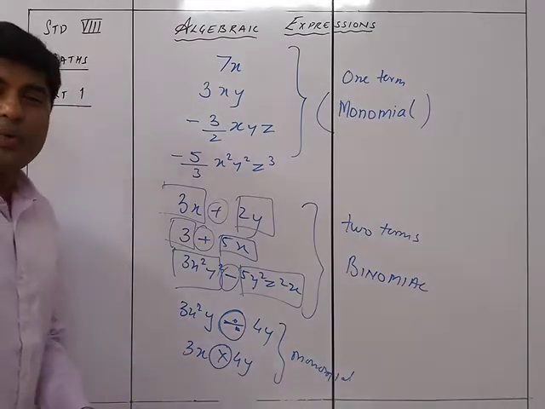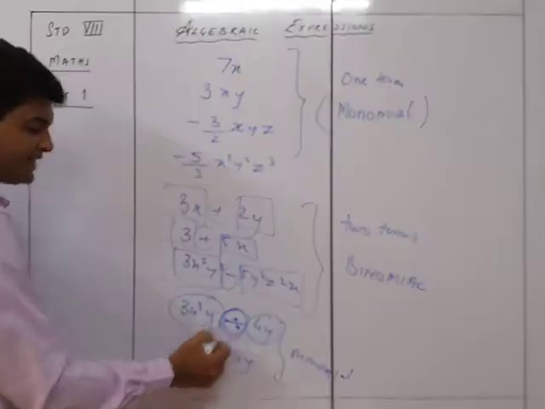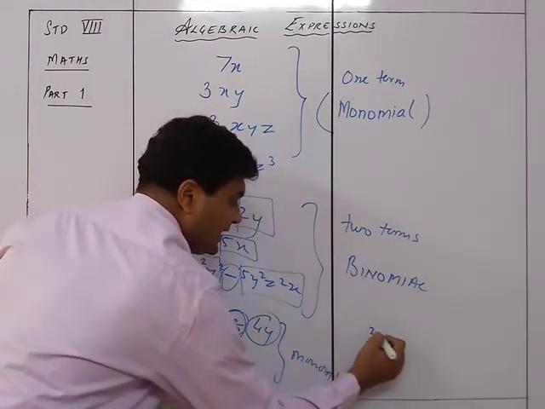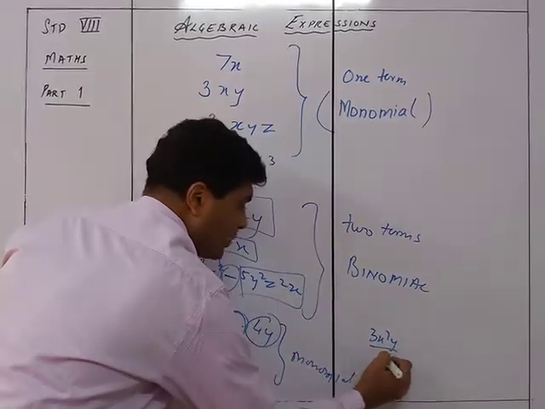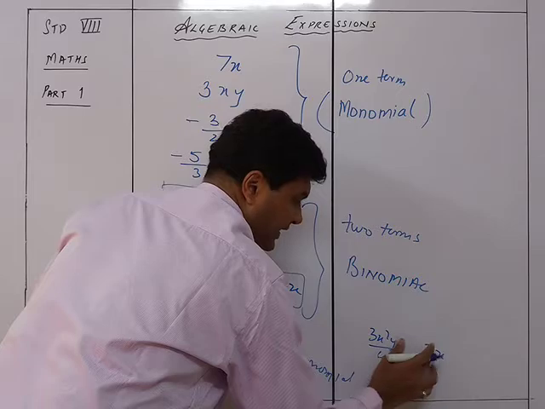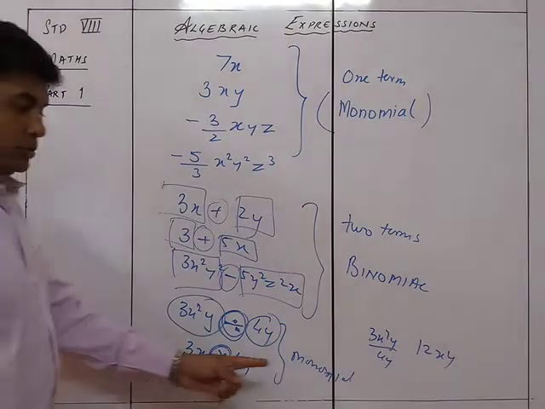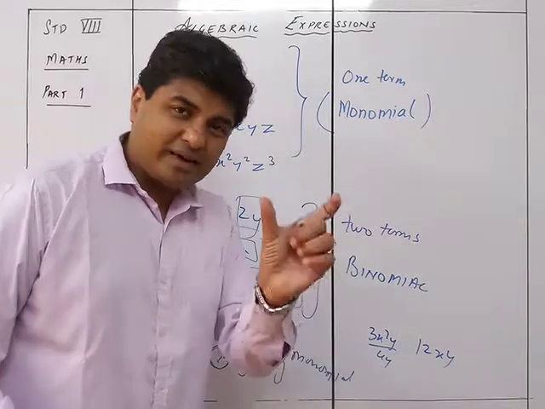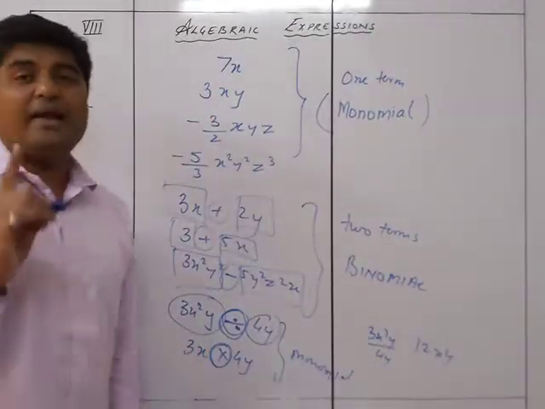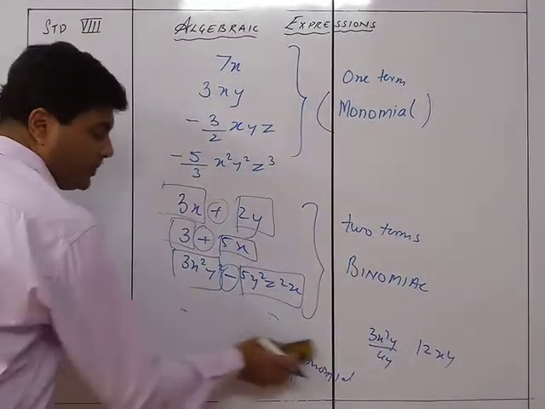These are monomials because the separation of this term and this term is by a division sign or a multiplication sign. This can be written as 3x square y upon 4y. And this can be written as 3 into 4, so it is 12xy. Because they can be written in one single form, they are called a monomial and not a binomial. Got it? So that's the difference between a monomial and a binomial.